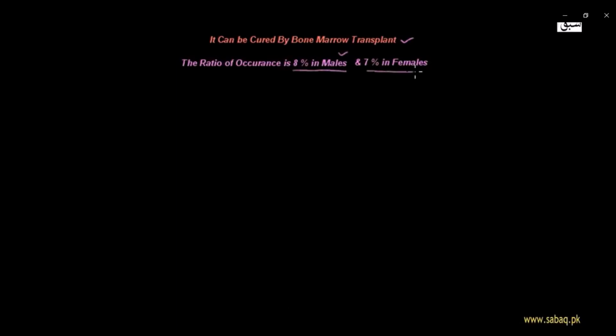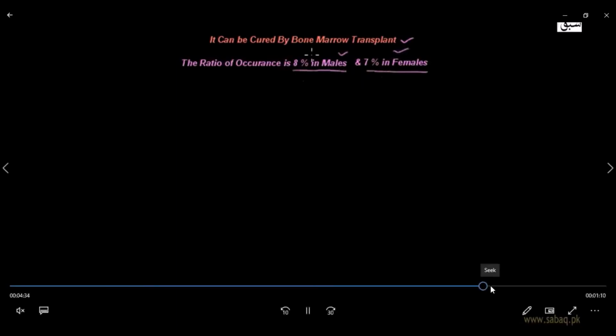So you need to transplant a bone marrow, and the bone marrow can only be transplanted from a sibling, that is your brother or sister, or your parents. This is the only way of curing, because you are going to completely change the bone marrow that is producing the cells. We insert a normal bone marrow, and hence normal cells will be produced. The ratio of occurrence of this leukemia is 8% in males and 7% in females. It means there are more chances in males to get this kind of disease.